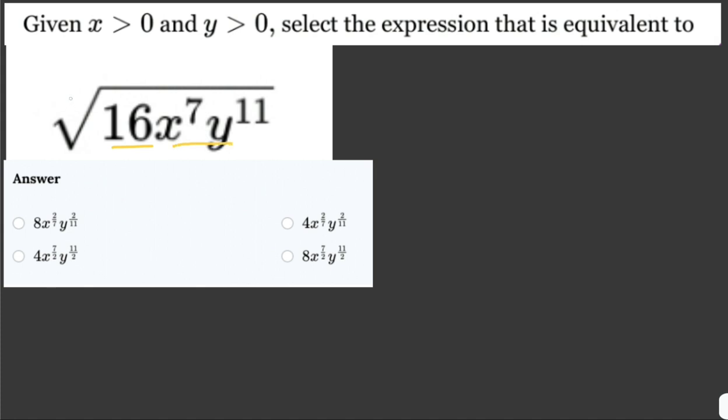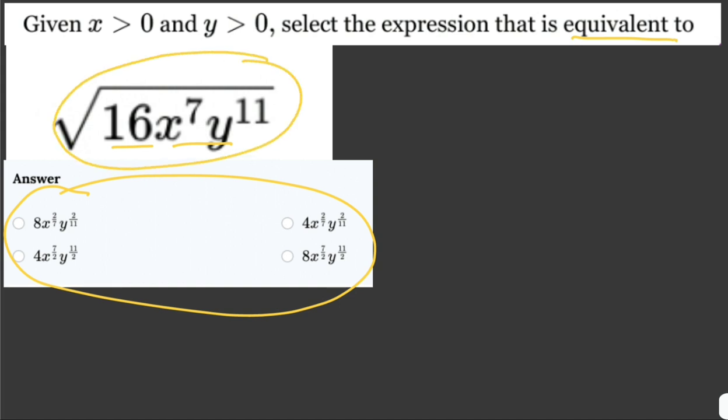Since this is a square root, that means the index is just equal to 2. Alright, so what are the factors of 16? Oh, it doesn't say simplify. It says select the expression that is equivalent to. Take note of the choices here, that all of the choices are in their exponential form. So that means we rewrite the given expression into its exponential form.